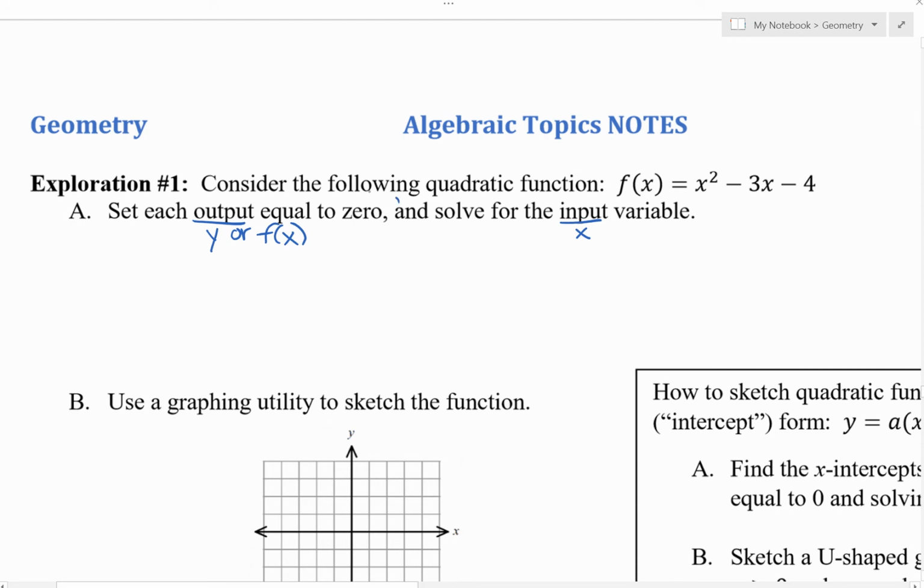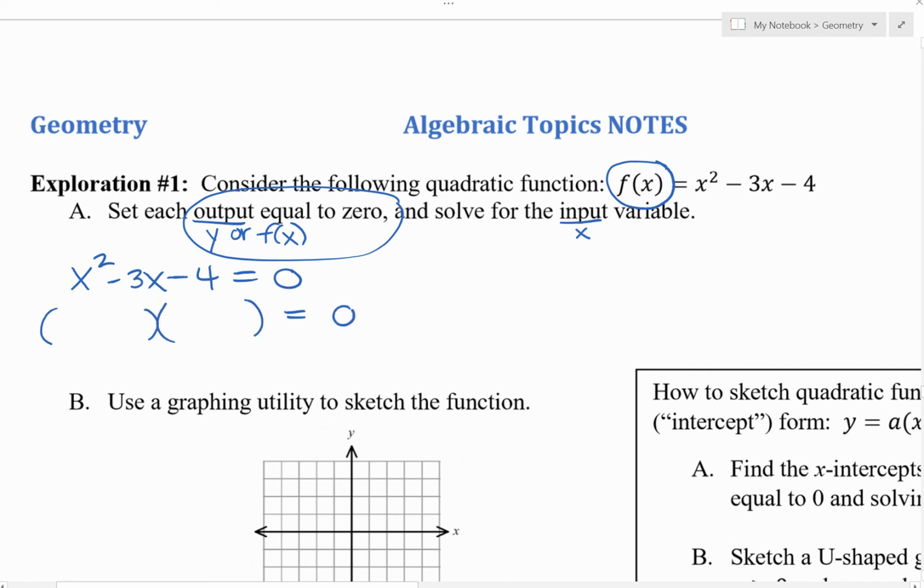Okay, but we know that we want our output to equal 0, so that means we're going to set that equal to 0. So x squared minus 3x minus 4 equals 0. Let's go ahead and factor it so that we can solve it. To multiply to 4, we have 1 times 4 and 2 times 2. But 1 times 4 is going to work better because we have to get a negative 3 in the middle. In order to get a negative 3, when we add them, the 4 will have to be negative and the 1 will have to be positive.